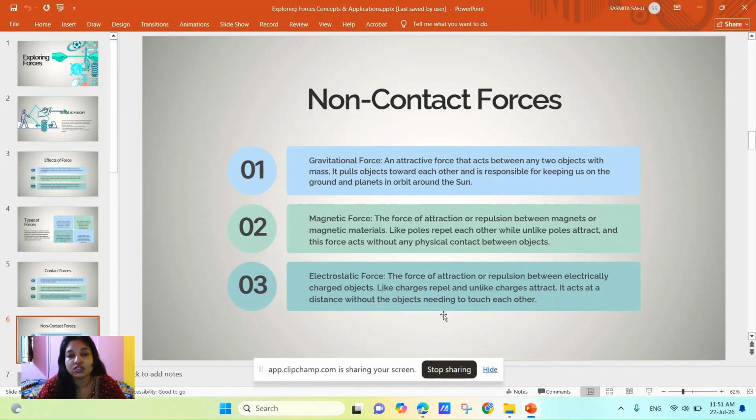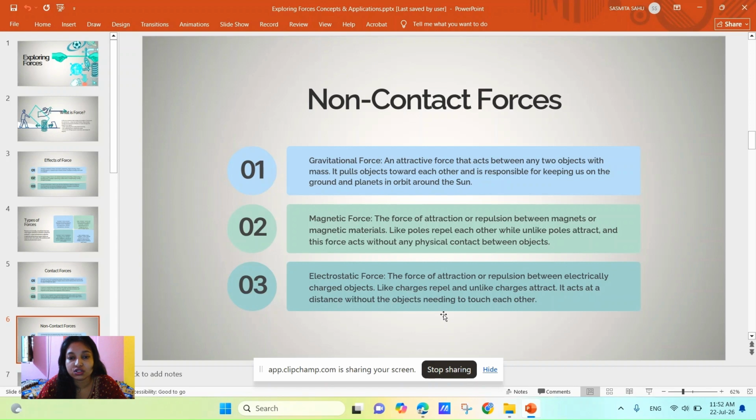Magnetic force. The force of attraction or repulsion between magnets or magnetic materials. Like poles repel each other while unlike poles attract, and this force acts without any physical contact between objects. If we take two magnets and bring one's north pole and another's south pole close, they attract each other because there is a magnetic force exerted between them.